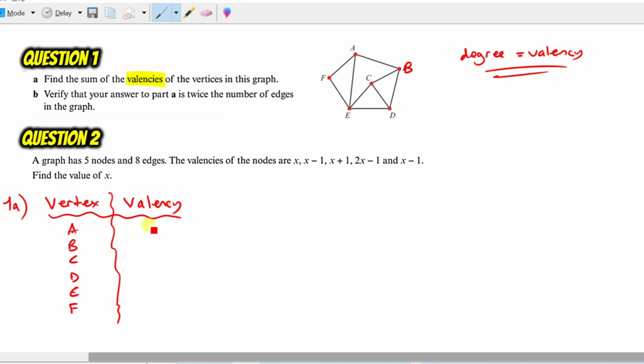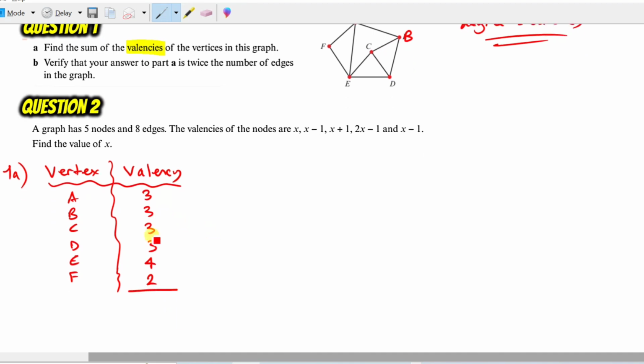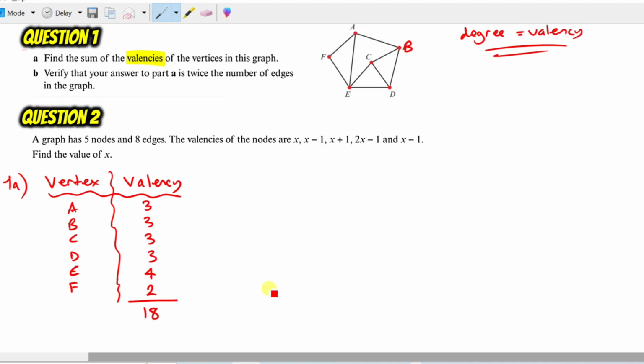So A has 3 because there's 3 edges coming off it. B has 3, C has 3, D has 3, E has 4, and F has 2. So then the total, we just quickly add them up. So that's actually 18. So the sum of the valency is 18. So therefore, that's it. Sum of valency is 18.